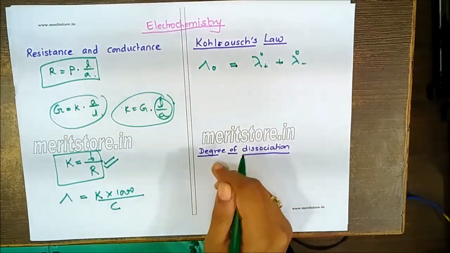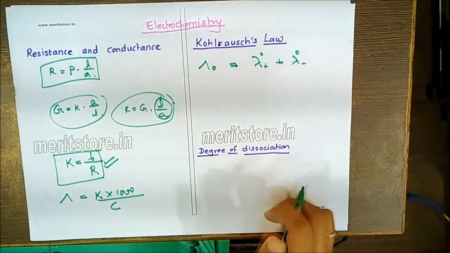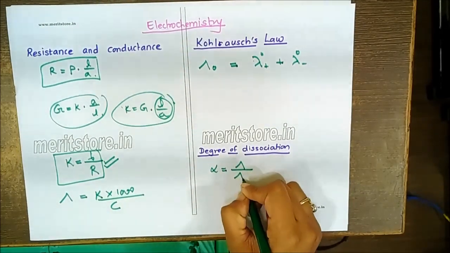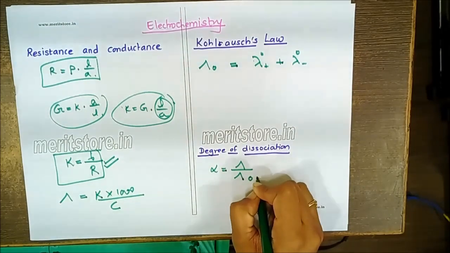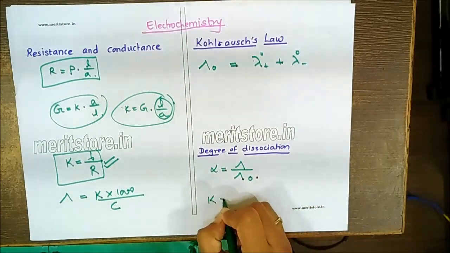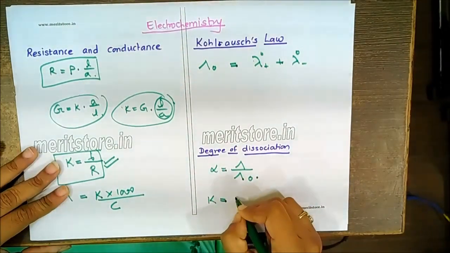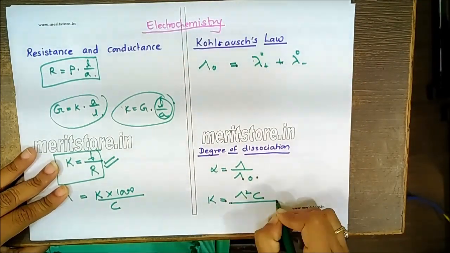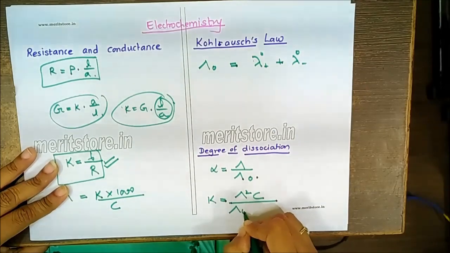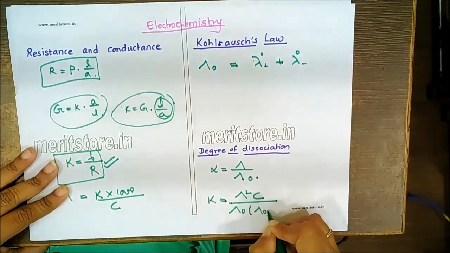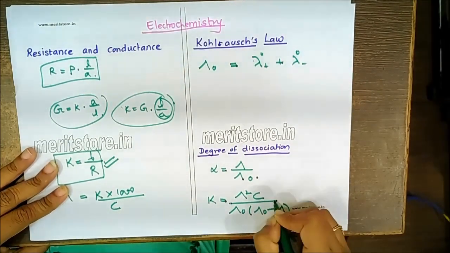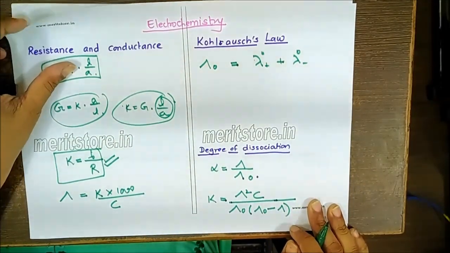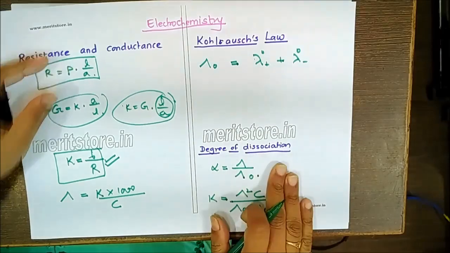We can relate these molar conductivities with the degree of dissociation. Alpha is equal to molar conductivity divided by limiting molar conductivity. Also, the dissociation constant K is equal to molar conductivity square into C, divided by limiting molar conductivity into (limiting molar conductivity minus molar conductivity). So these are some formulas that we need for solving MCQs related to electrochemistry.